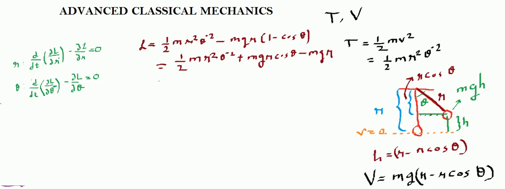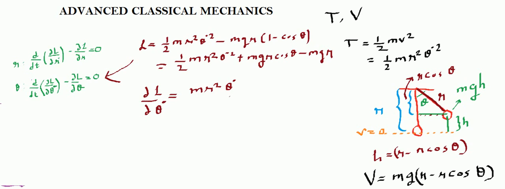Now let us put this Lagrangian into the second equation. Let us see what happens. So can you tell me what will be the value of dL by d theta dot? You see, only the first term is a function of theta dot. Rest all are functions of theta. So we'll have m r square theta dot. Agreed?